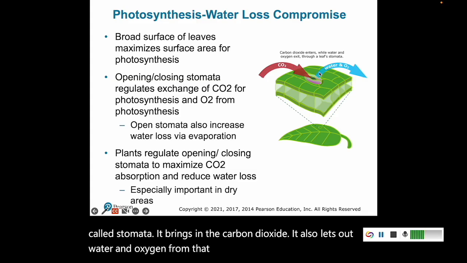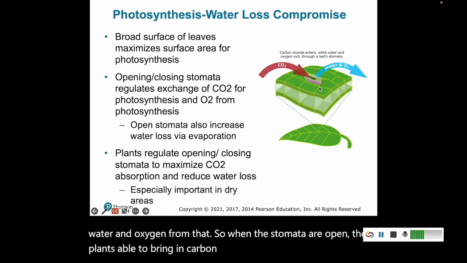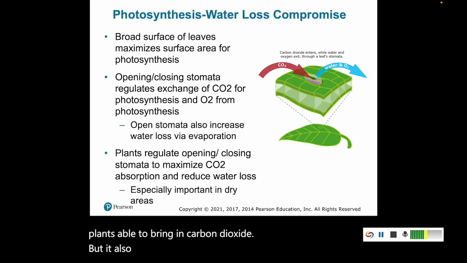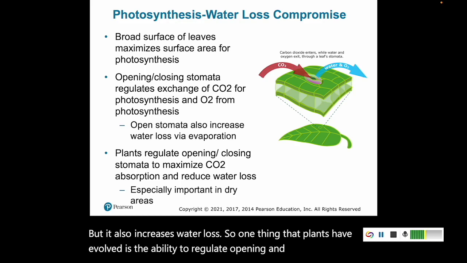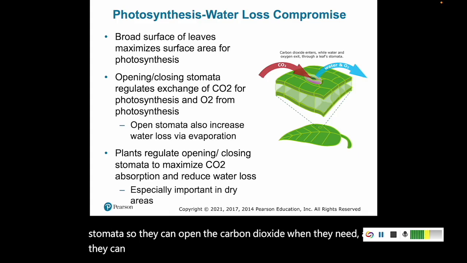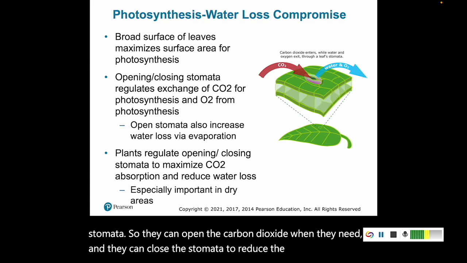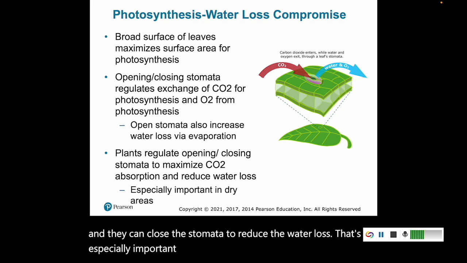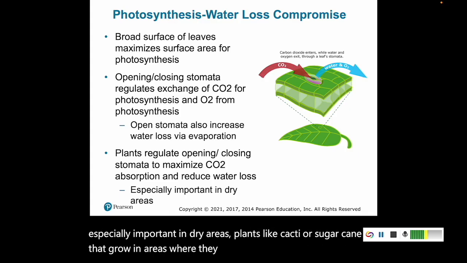So when the stomata are open, the plant's able to bring in carbon dioxide, but it also increases water loss. So one thing that plants have evolved is the ability to regulate opening and closing their stomata. So they can open the stomata to take in carbon dioxide when they need, and they can close the stomata to reduce the water loss. That's especially important in dry areas, plants like cacti or sugarcane that grow in areas where they don't want to be losing a lot of their water.